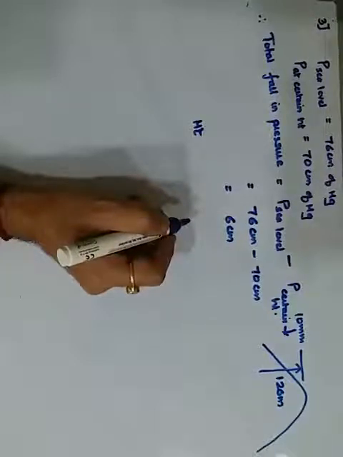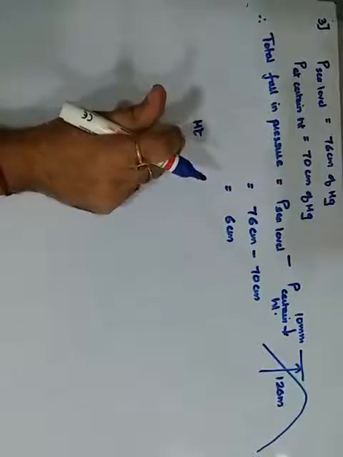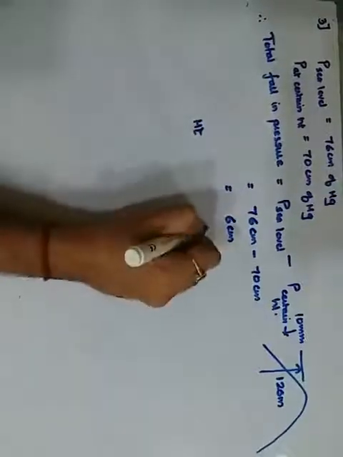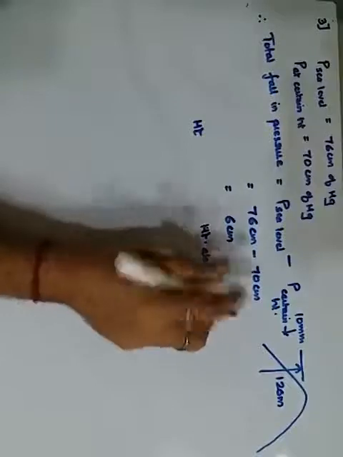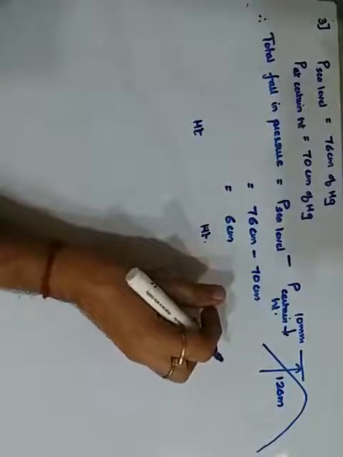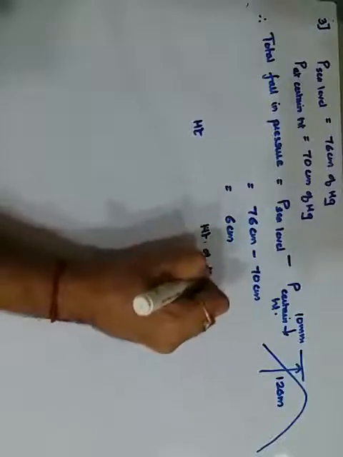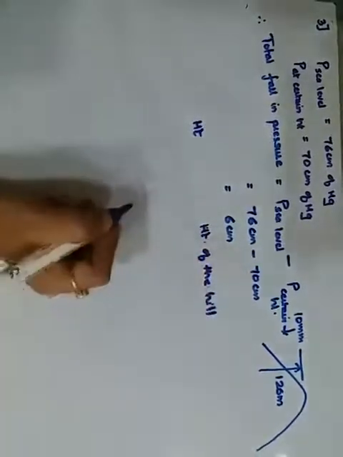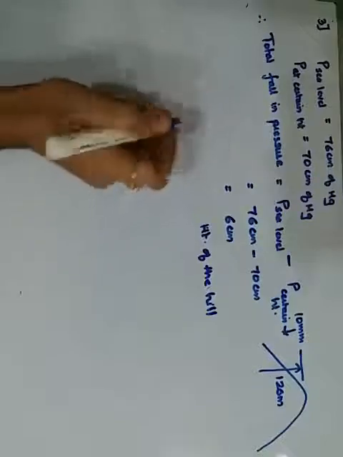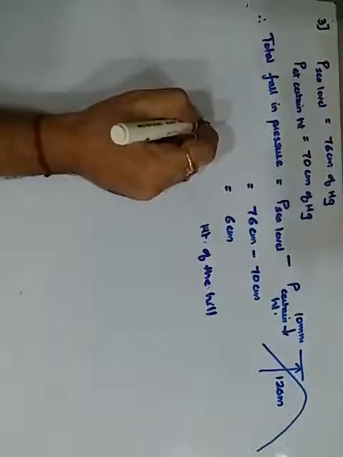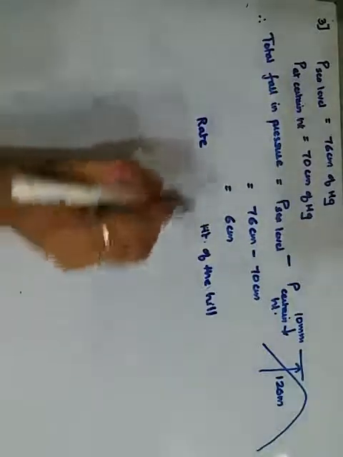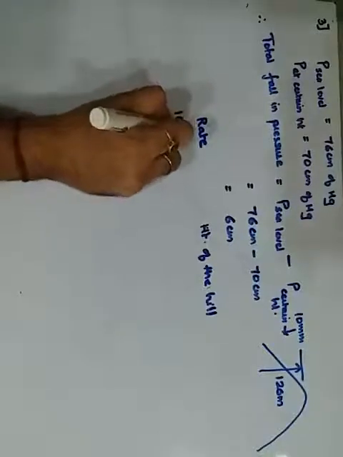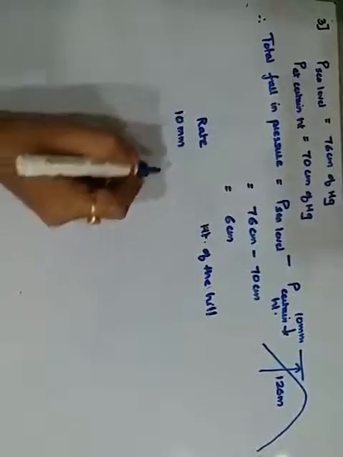If the air pressure falls by 10 millimeters of mercury with the ascent of 120 meters, find the height of the hill. Here it is the rate. See, here they have given 10 millimeters: when the air pressure falls by 10 millimeters, the ascent is 120 meters.